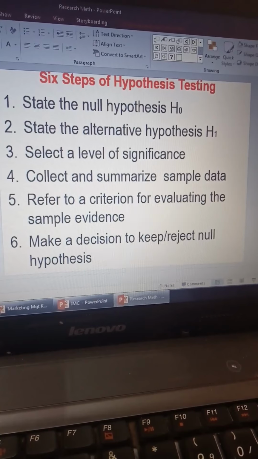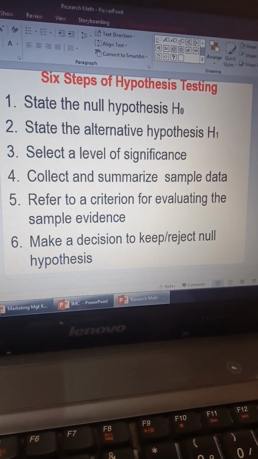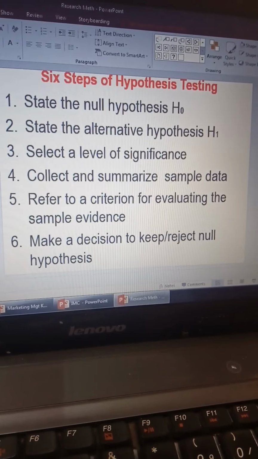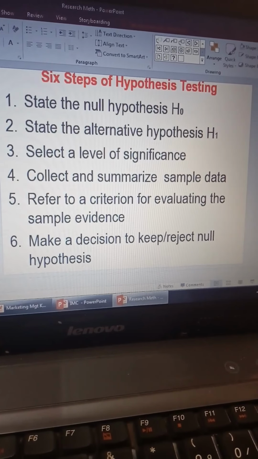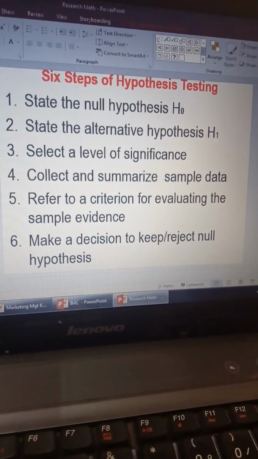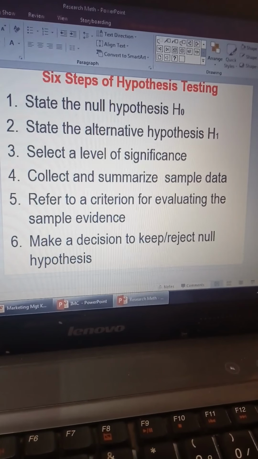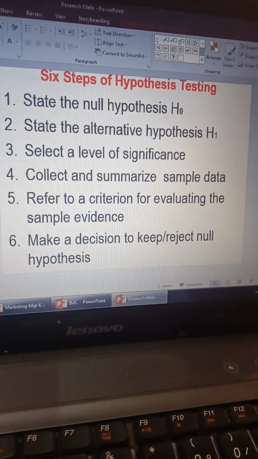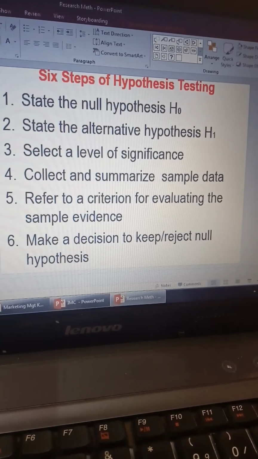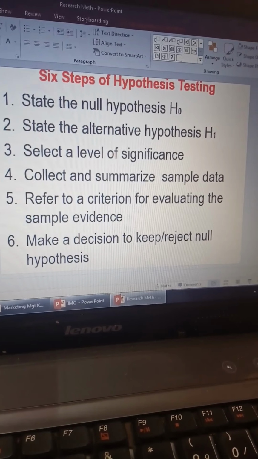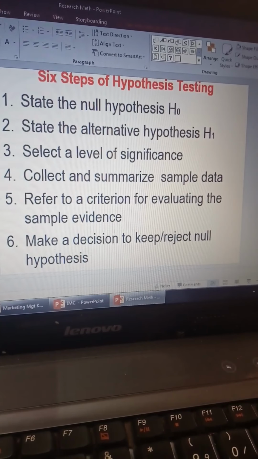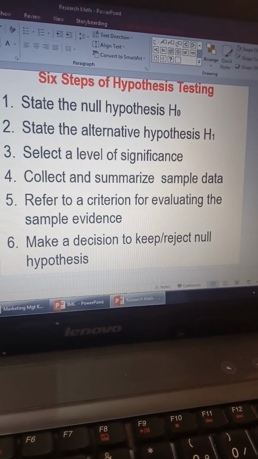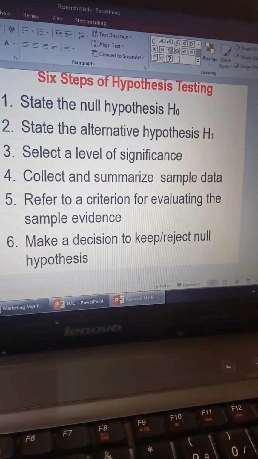The first step, state the null hypothesis. There are 2 types of hypothesis. One is the null hypothesis, the other is the alternative hypothesis. The null hypothesis is denoted by H0 and the alternative hypothesis is denoted by H1. Now you need to state or describe both the types of the hypothesis, the null hypothesis as well as the alternative hypothesis.